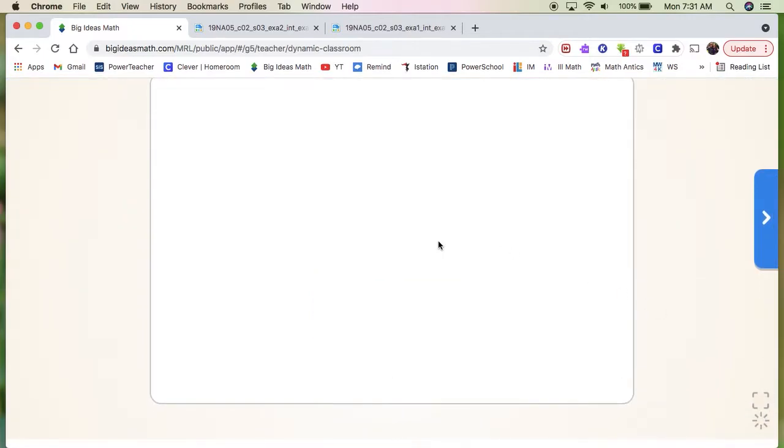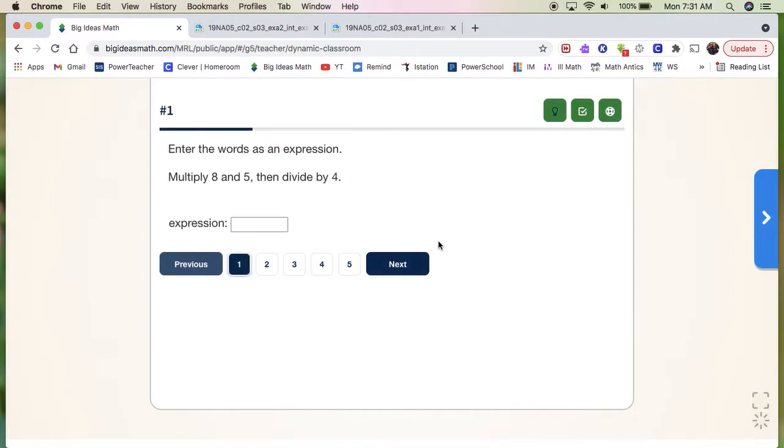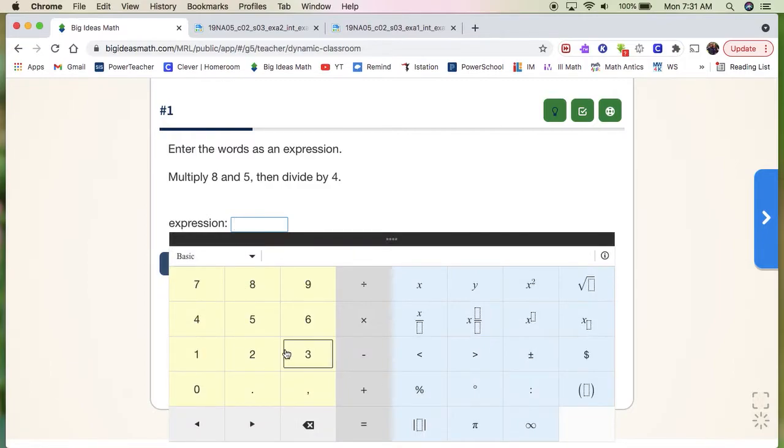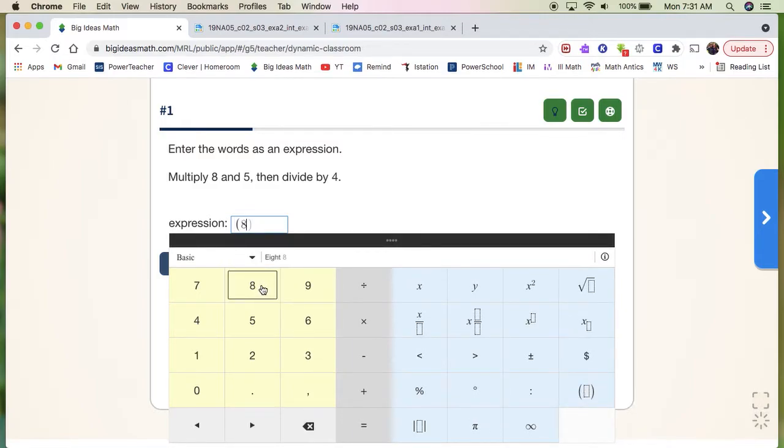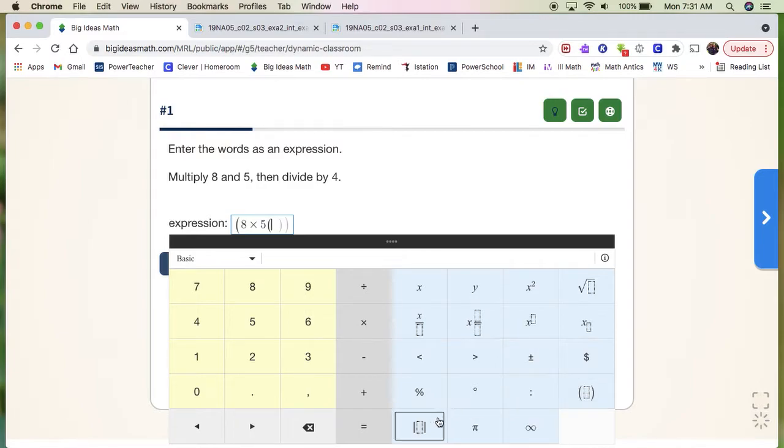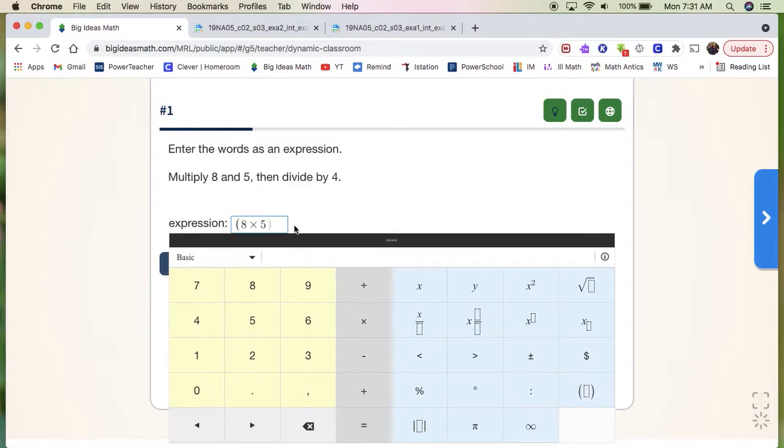So here we go. Let's hit start. Okay, number one. Number one says to multiply 8 and 5, then divide by 4. So we're going to have the expression. We're going to use the parentheses. 8 times 5, and then we go with the end parentheses. Oop, and that's not how you do it. 8 times 5 divided by 4. 8 times 5 divided by 4.